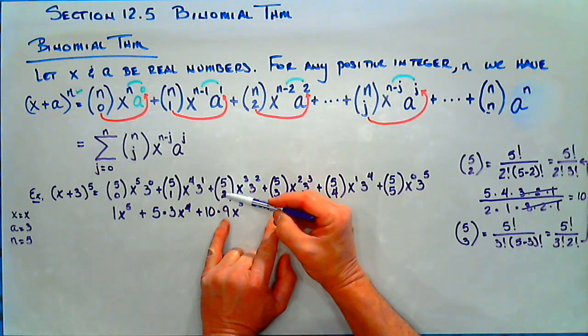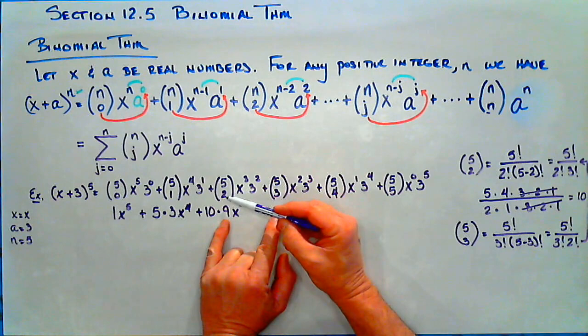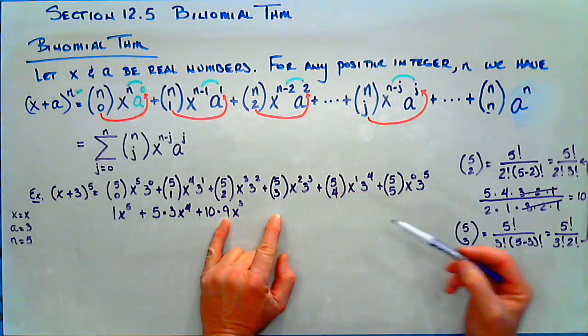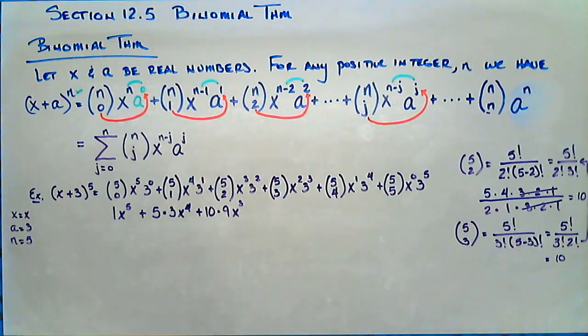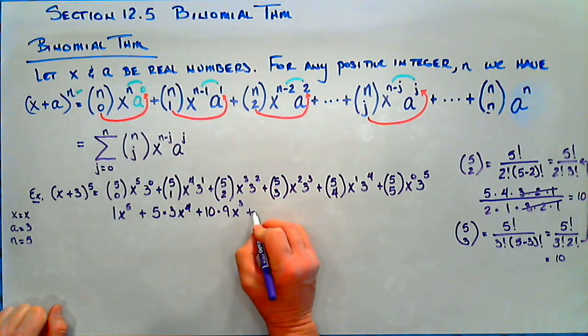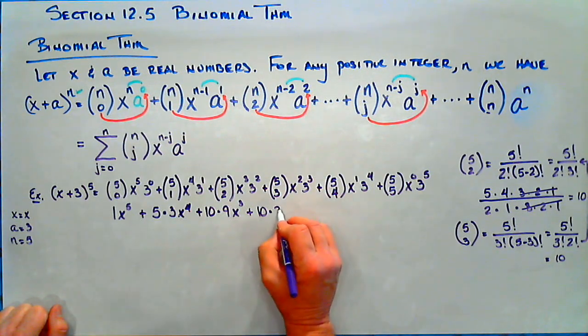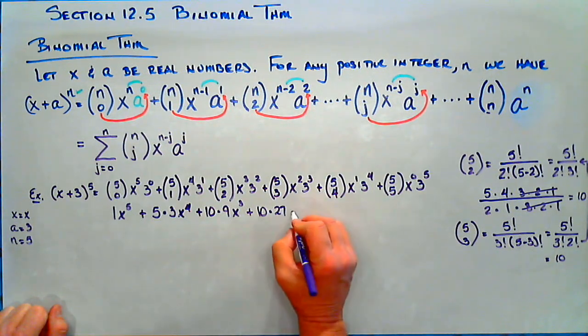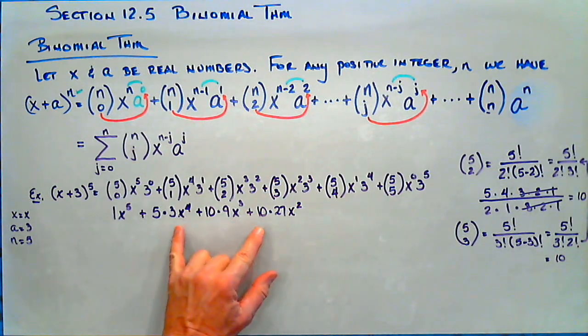5 minus 2, 3. 5 minus 3, 2. Okay? Those are going to give us the same value. This is also going to be 10. We don't need to rework that. So this is going to be plus 10 times 3 cubed. That's 27. X squared. Have you noticed how I'm not multiplying these out as I go?